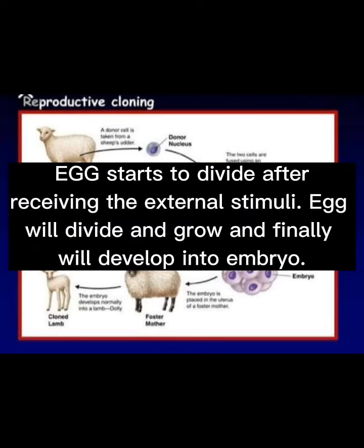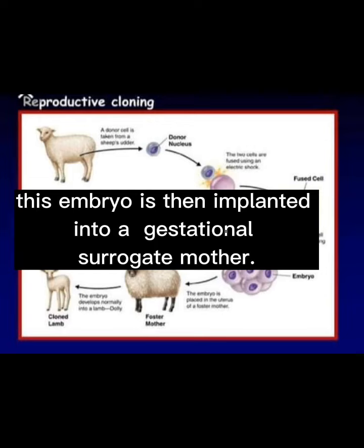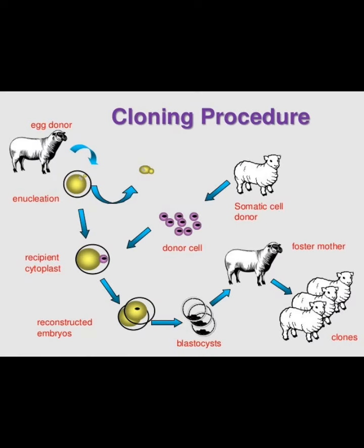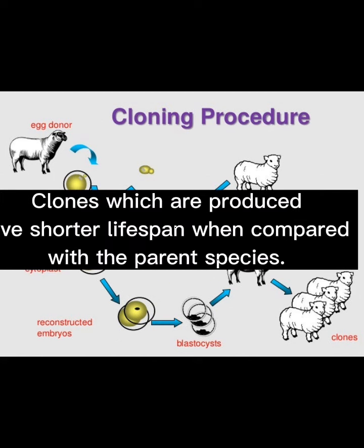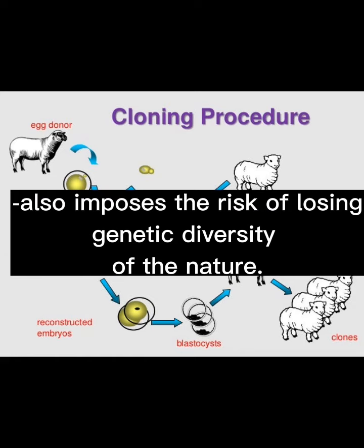The egg starts to divide after receiving the external stimuli. The egg will grow and finally develop into an embryo. This embryo is then implanted into a gestational surrogate mother. Reproductive cloning has some issues, like the clones produced have a shorter lifespan when compared with the parent species. It also emphasizes the risk of losing the genetic diversity of nature.